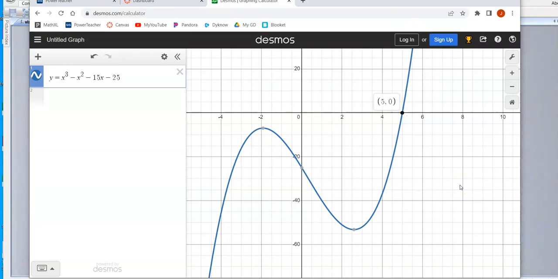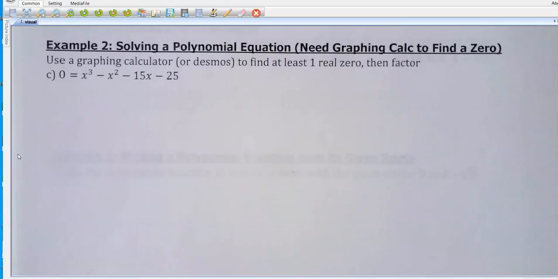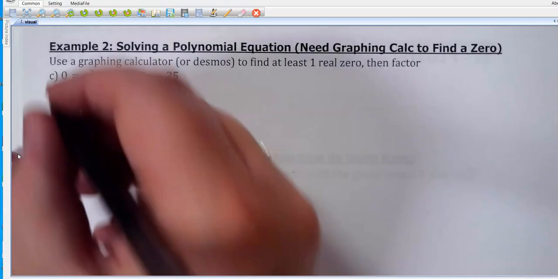How many of those answers are on the graph? 1. So what does that mean about the other 2 answers? They have to be imaginary. Okay, so we're going to have to use algebra for this one. The other part of the graph doesn't go back and touch the x-axis. It only goes through at 5. So we're just going to use the 5. All right, and then let me come back over here. So 5 is 0 here.